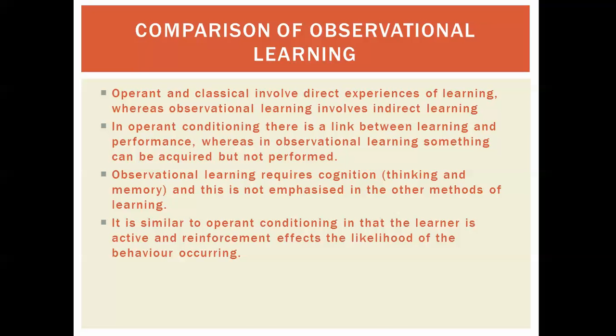Observational learning requires a lot of thinking, so a lot of choice, whereas you tend to find that classical and operant conditioning, well, classical definitely doesn't have any choice, but operant doesn't often involve a lot of choice or conscious thinking either. It just tends to happen. But it is similar to operant conditioning in that the learner is quite active, and reinforcement can affect whether someone observes and then displays this behaviour.